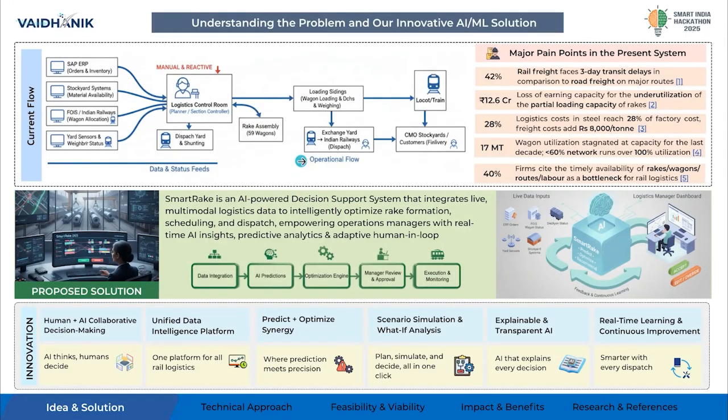Now moving on to the current architecture. We could see that there are different data sources from which the data is ingested. It can be SAP or ERP systems, from which we record orders, inventories, and stockyard systems regarding material availability and other parts, and yard sensors and fleet operation parts. When all this data comes to a logistics control room, it is manually segregated and decisions are taken manually, which is basically creating the major pain points as mentioned here.